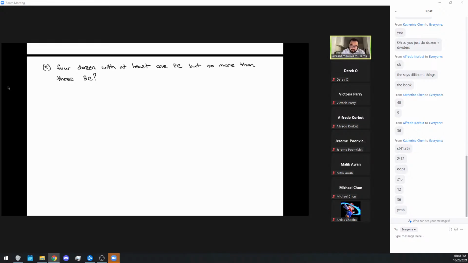4 dozen with at least one plain croissant, but no more than 3 broccoli croissants. So the thing here is you want to select at least one plain croissant. So that means you could have one or up to 48 plain croissants. All of them could be plain croissants. Because it says no more than 3 broccoli croissants, which means you can have 0 broccoli croissants, 1 broccoli croissant, 2 broccoli croissants, and 3 broccoli croissants. So all those cases.